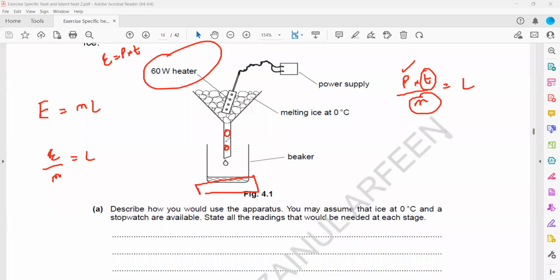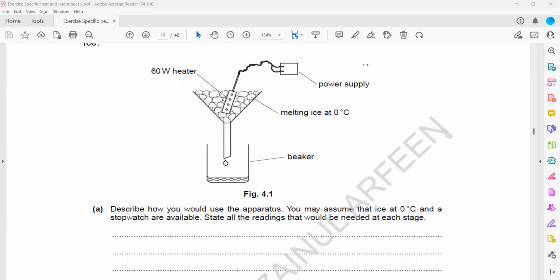So what we will do, we will switch on the heater, and we will wait until the constant dripping starts. Why do we wait until the constant dripping starts? Because once the constant dripping starts, now we are sure that the whole ice has started to melt.